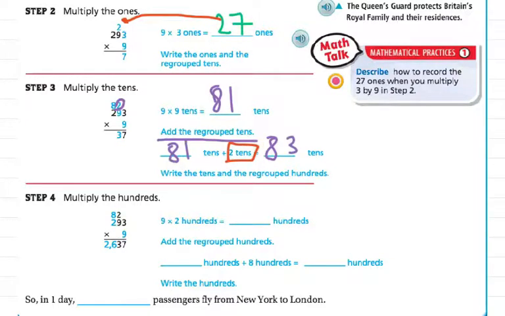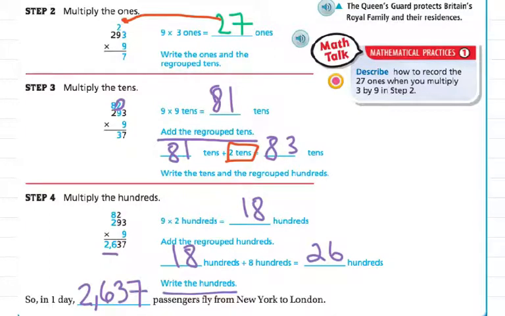Now we're going to write our answer here. We have 83, and we regroup the 8 in the hundreds place. Next, we're going to multiply the hundreds. 9 times 2 hundreds would be 18 hundreds. And now we're going to add the regroup hundreds. We have 18 hundreds and 8 hundreds. We get 26 hundreds. So we write the hundreds down as 26, and we know that in one day 2,637 passengers fly from New York to London daily.